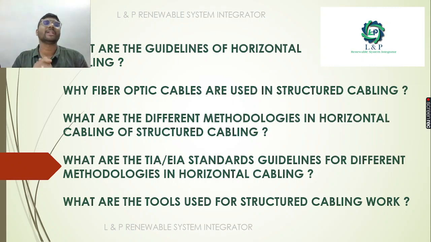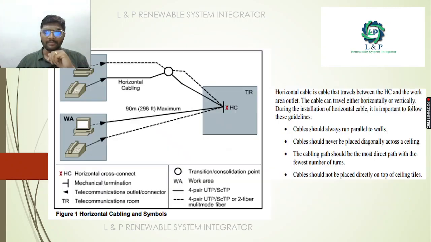So in part 2, what are the things that we are going to discuss? What is horizontal cabling? What are the guidelines that we need to follow when we are planning for horizontal cabling? Why are fiber optic cables used in structured cabling? What are the different methodologies in horizontal cabling, especially when you are planning for structured cabling? And also, what are the TIA and EIA standard guidelines that need to be followed when you are planning the different methodologies of horizontal cabling? We are also going to learn what tools we are going to use in structured cabling.